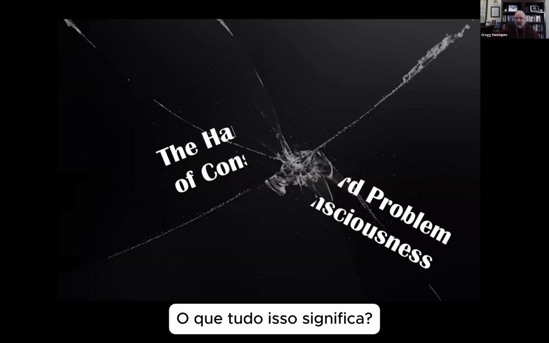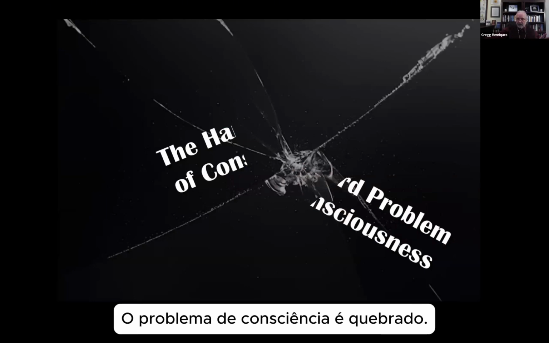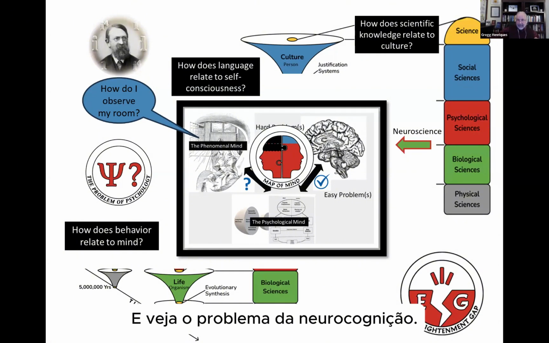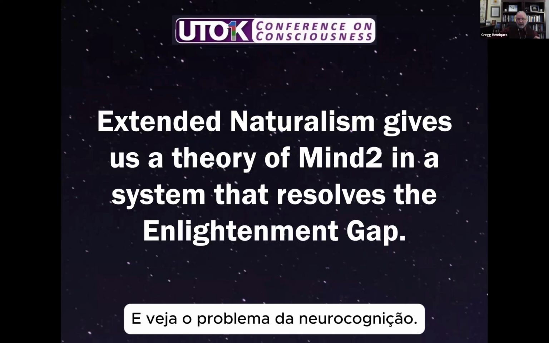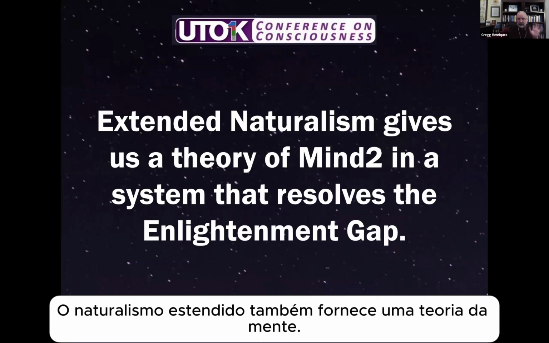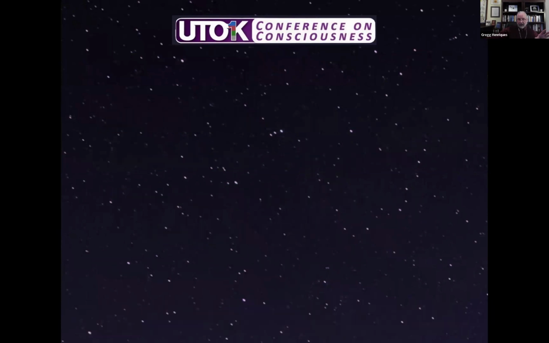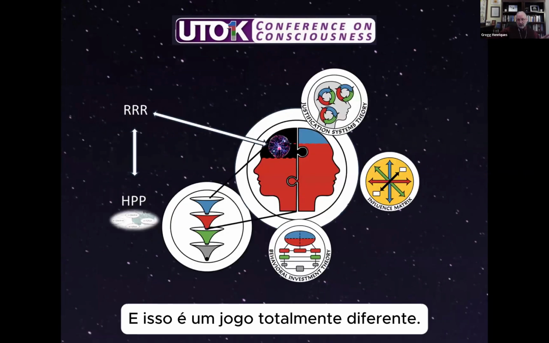What does all this mean? The hard problem of consciousness is broken. We can zoom out and see the enlightenment gap and see the neurocognitive engineering problem. Extended naturalism gives us a theory of mind 2 in a system that resolves the enlightenment gap. And that's a totally different ballgame.